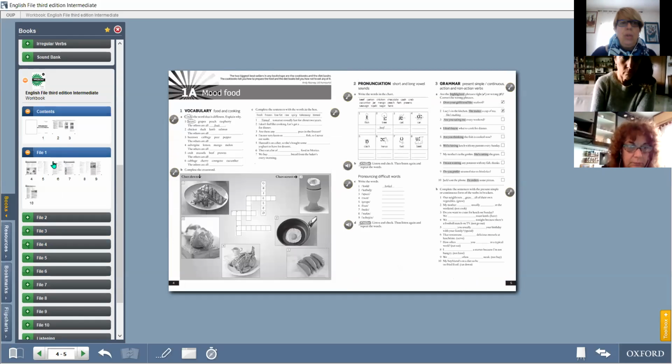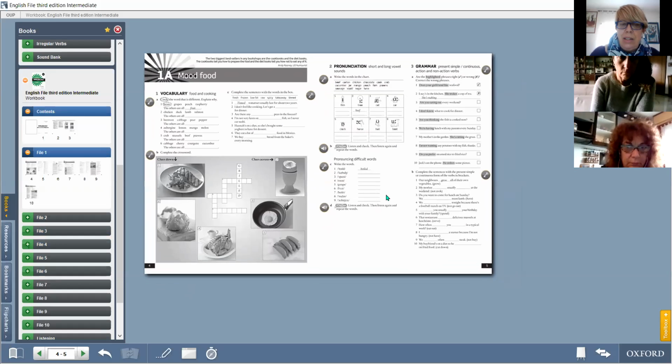For example, you have file 1A, and then you have file 1A in the exercise book, where you have all the exercises. You can do it by yourself. This is not something that we are going to do together, because it's your job, but when you're doing it, you can check it by yourself, because at the end you have all the solutions.